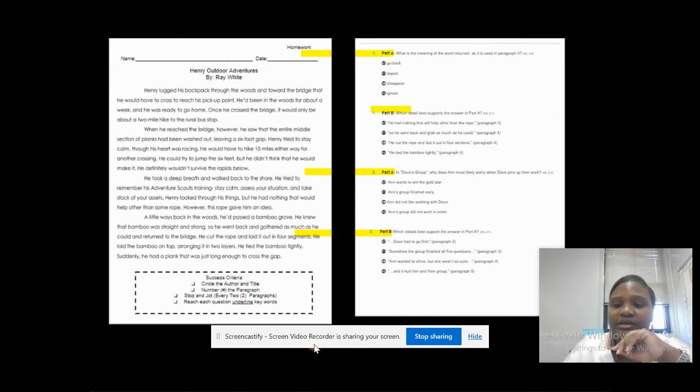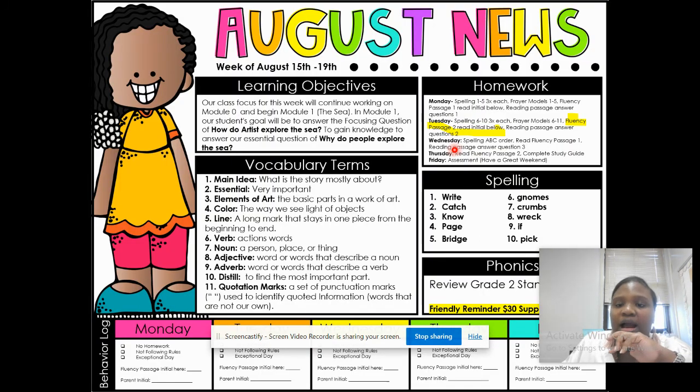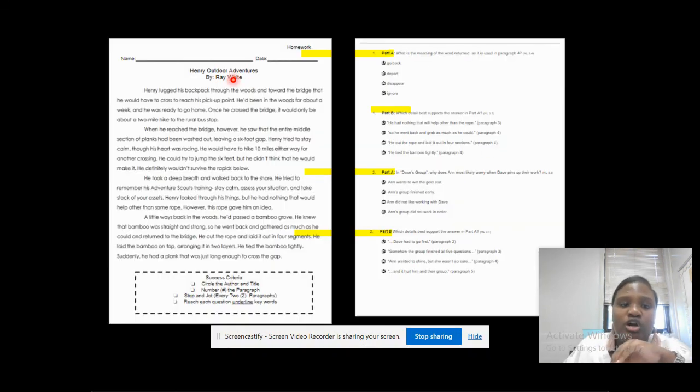All right, finally, we also have reading comprehension. Each day I'm going to give the child a question to work on, so we're not overwhelming ourselves. The first thing you're going to do is read this passage. Then you're going to answer the question.